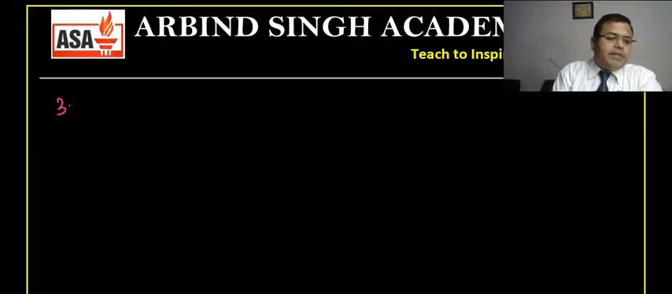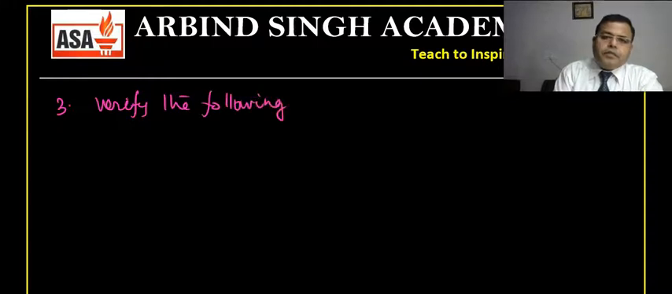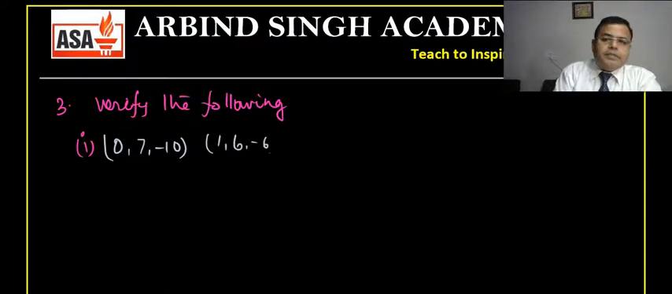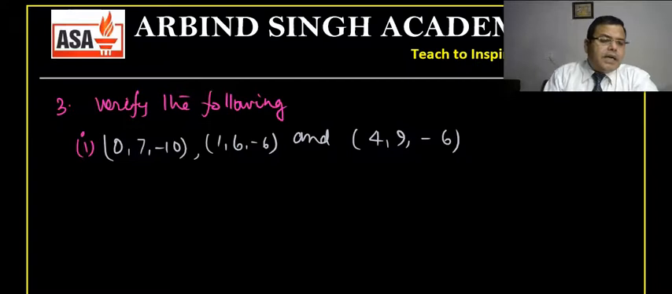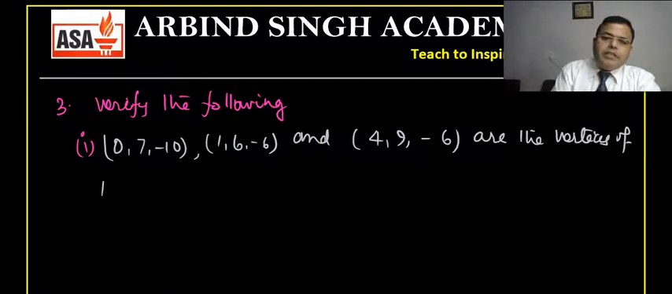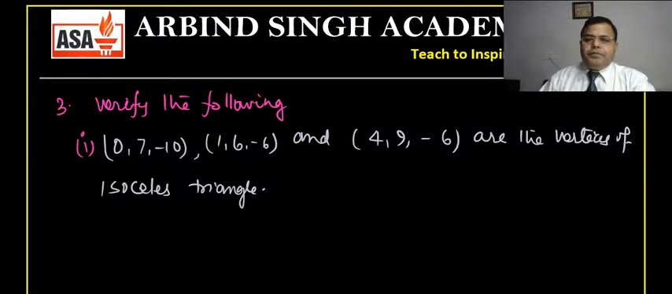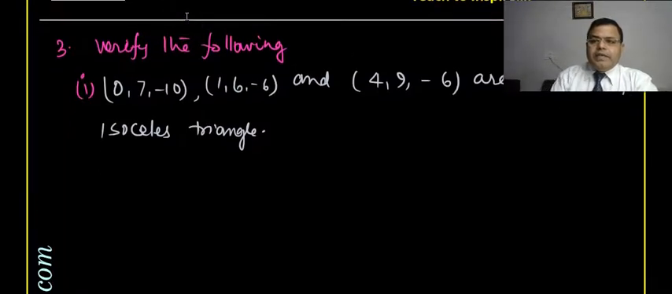The third question is: verify the following. First, the points (0, 7, -10), (1, 6, -6) and (4, 9, -6) are the vertices of an isosceles triangle. That is what we have to prove. For an isosceles triangle, let the coordinates of these points be A, B, C.